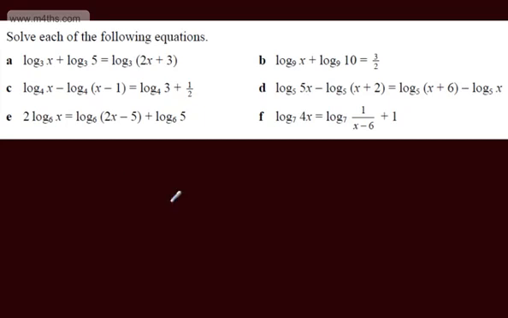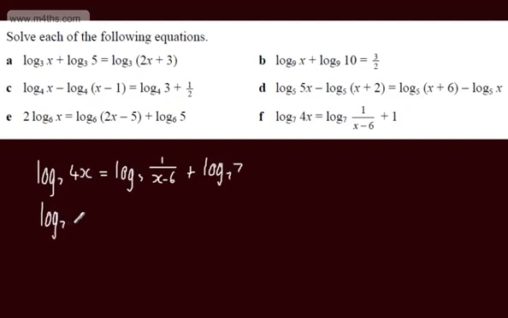The first way now is to rewrite this, and I'm going to write this as log to the base 7 of 7. So we could write now that log to the base 7 of 4x is equal to log to the base 7 of 1 over the quantity x minus 6 plus log to the base 7 of 7. Combining the logs on the right hand side, log to the base 7 of 4x is equal to log to the base 7 of 7 over the quantity x minus 6. Therefore we can write 4x will be equal to 7 over x minus 6.